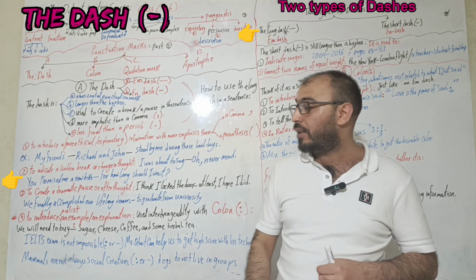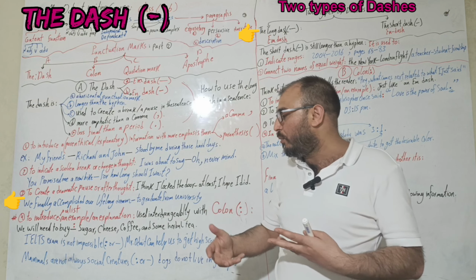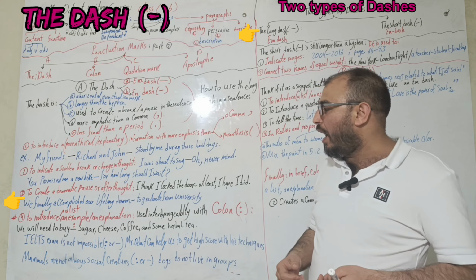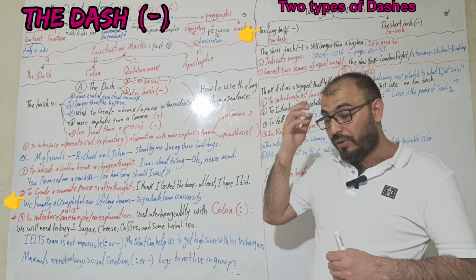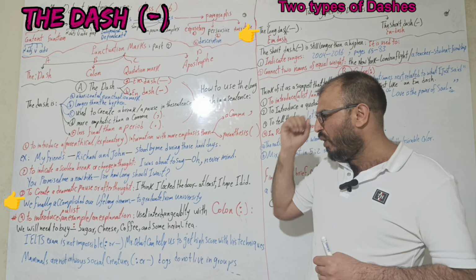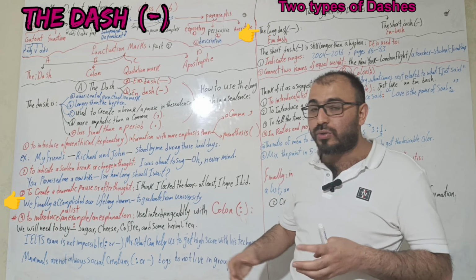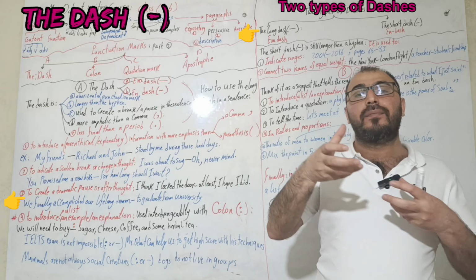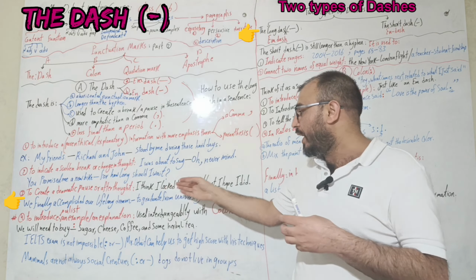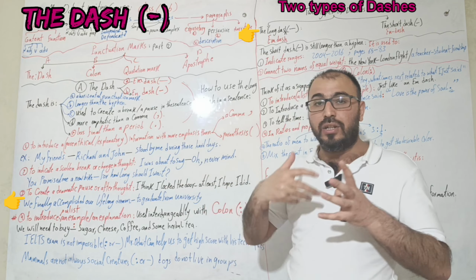In here, my friends, just like the previous one, I can read it emotionally. I say, I think I locked the door—well, at least I hope I did. And here, my friends, this helps the reader to understand the feelings, the confusion of the character saying this line.